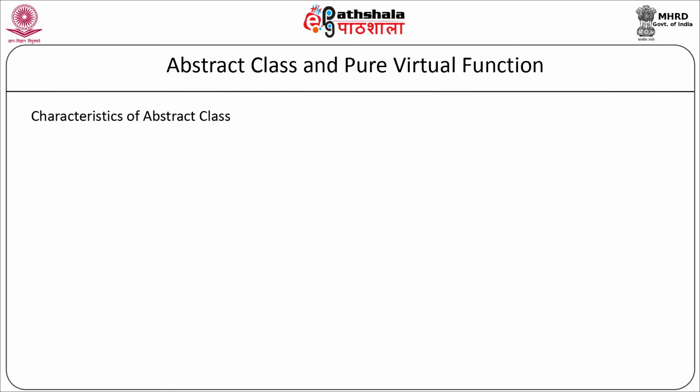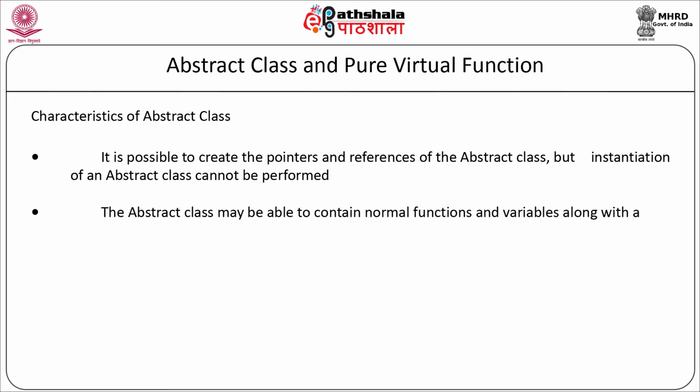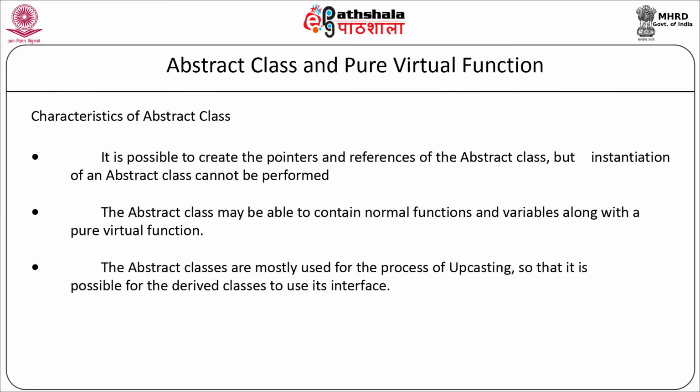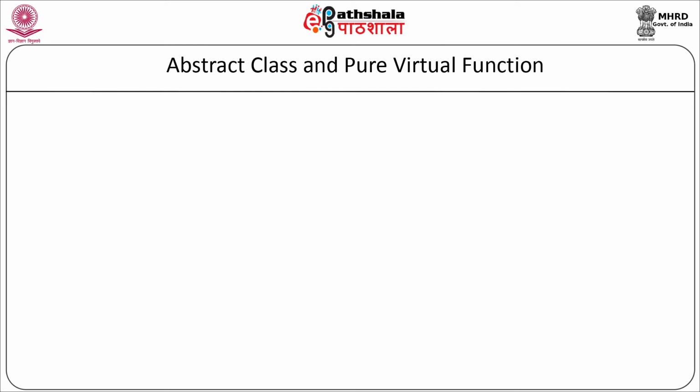Now, let us see the characteristics of abstract class. It is possible to create pointers and references of the abstract class, but instantiation of an abstract class cannot be performed. The abstract class may contain normal functions and variables along with the pure virtual function. The abstract classes are mostly used for the process of upcasting so that it is possible for the derived classes to use its interface. It is a must for the classes that inherit an abstract class to implement all pure virtual functions, otherwise they will become abstract also.